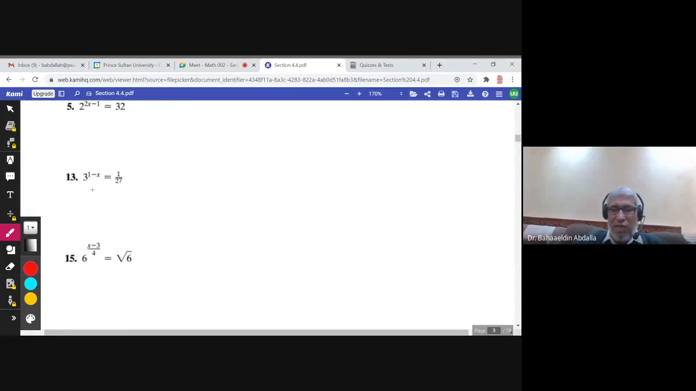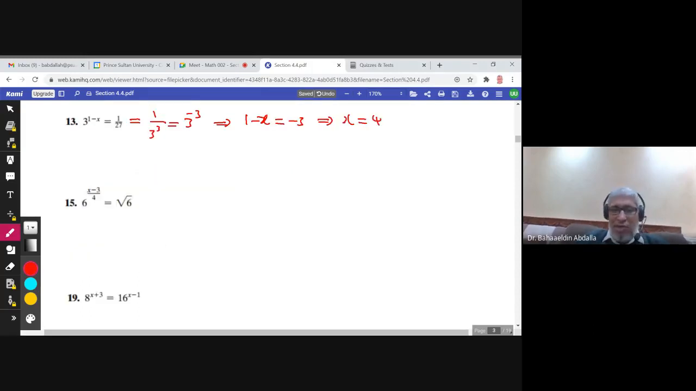Let me solve 13 here. I have the base 3. The base in the left-hand side is 3, so the base in the right-hand side should also be 3. In fact, 27 is 3 to the power 3, and I can write it as 3 to the power 3. And 1 over 27 would be 3 to the power negative 3. Now the bases are the same, so the powers would be the same, and you solve the equation. If you solve the equation, you will find that x is 4.